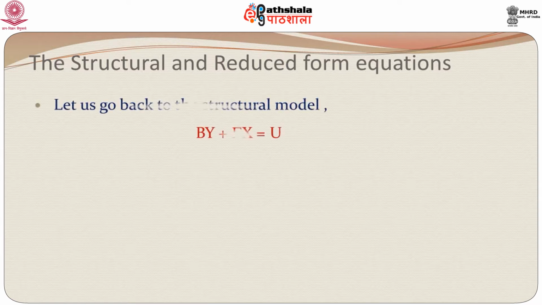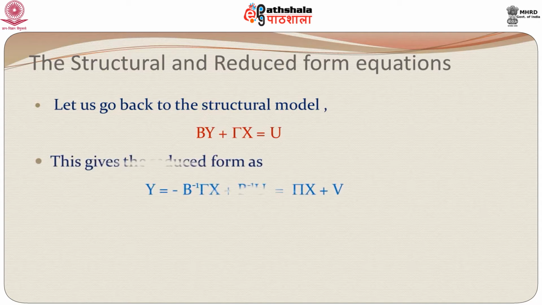Let us go back and look at the structural and reduced form equations very quickly. We have By + Gamma x = u. This is the structural model, and this goes to the reduced form model as y = -B inverse Gamma x + B inverse u. We can take this inverse because B is a G by G non-singular matrix, and we have this equal to pi x + V. So, we write pi as -B inverse Gamma.